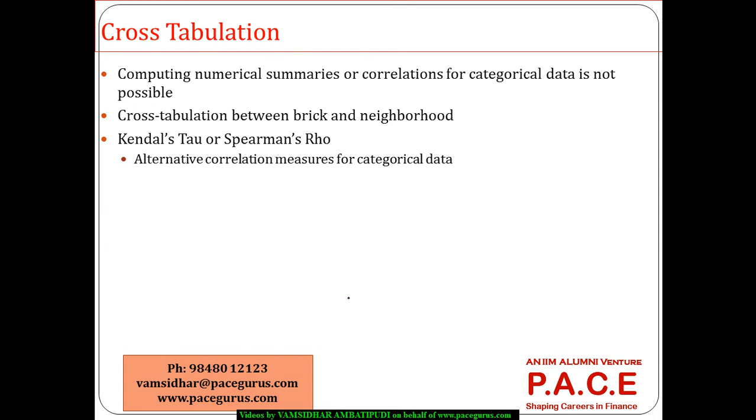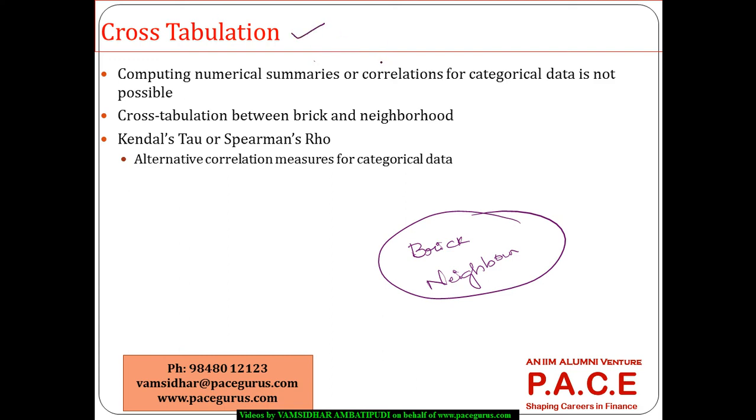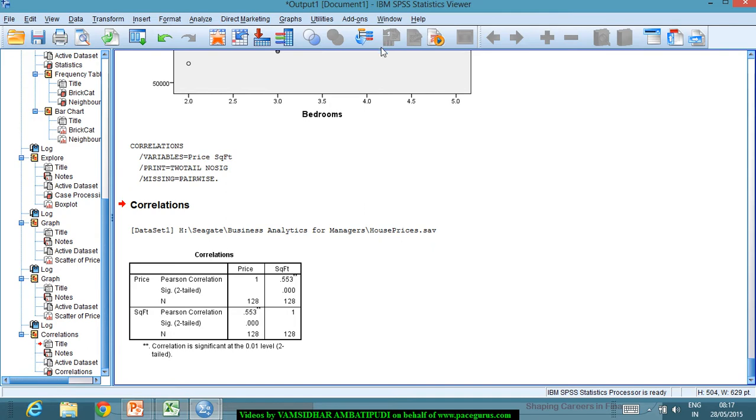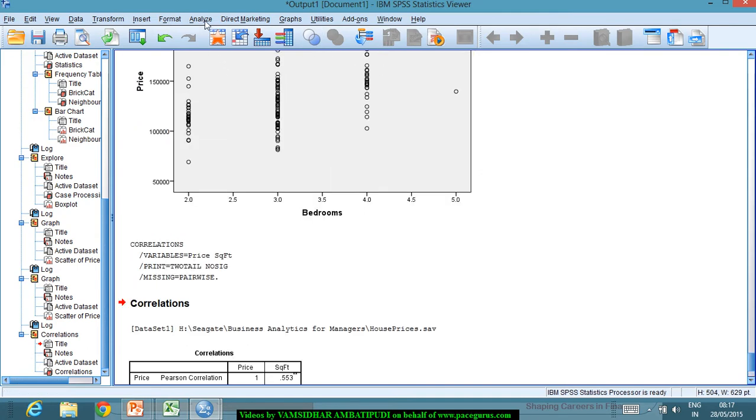Now, if I have two categorical variables and I want to see the relationship between them, for our example, the bricks and the neighborhood, two categorical variables, I want to club both of them and try to see the patterns. So in that case, I'm going with what is called a cross tabulation. I'm trying to find the numerical summaries using a procedure called cross tabulation.